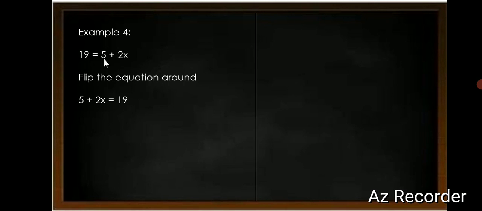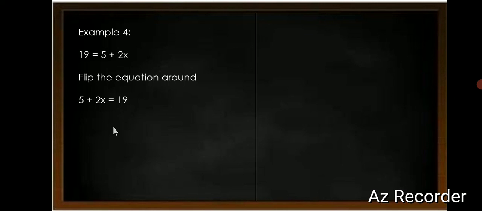Take note, we haven't done anything, we just flipped the equation around. You could also want to ask, why is the plus 2x not changing to minus 2x? No, it will not change yet because we've only flipped the equation around. We haven't collected like terms. It's like saying a is equals to b, so you could also say b is equals to a. Very good. Now we are here. 5 plus 2x equals to 19. What do we do now?